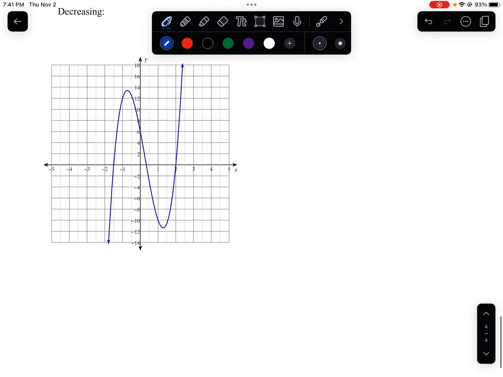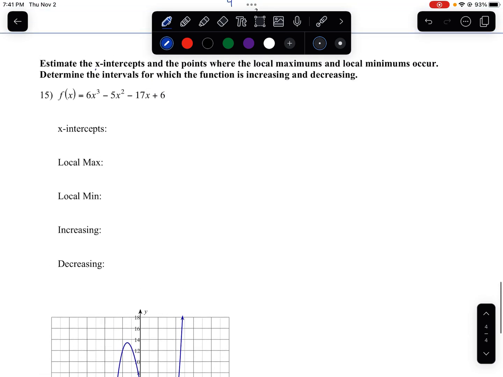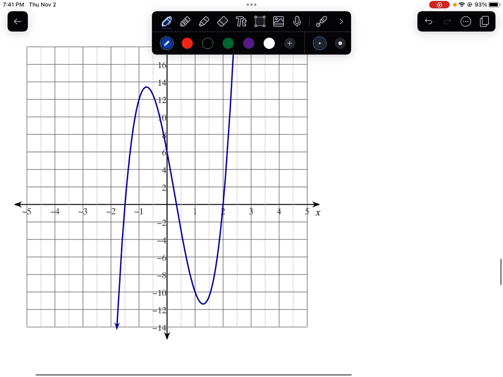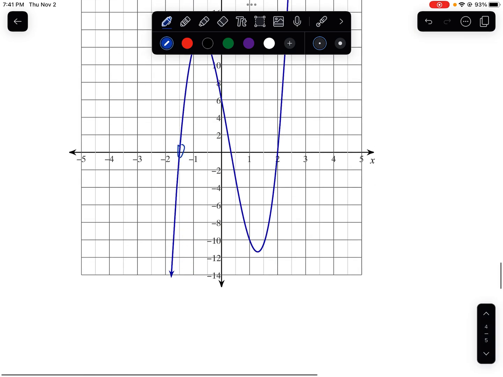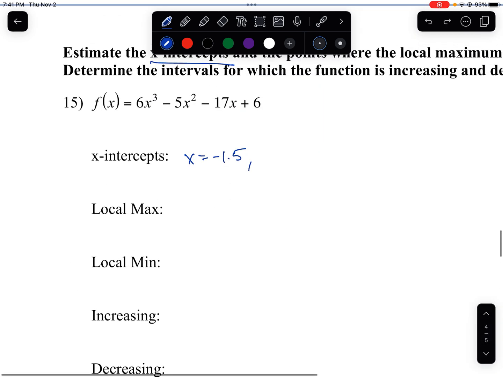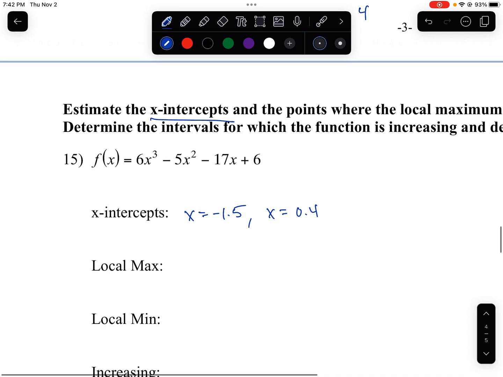In this last problem right here, we're just going to use the graph here to estimate everything happening here. So estimate the x-intercepts. So here's an x-intercept right there. That looks like it's at negative 1.5. So say x is equal to negative 1.5. Another one right here, that looks like it's going to be less than a half, so maybe 0.4, 0.3, something like that. So x equals 0.4. And this last one right here occurs at 2, so I'll say when x is equal to 2.